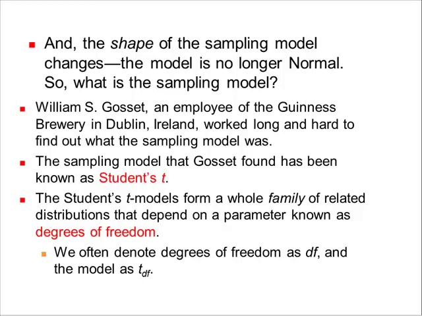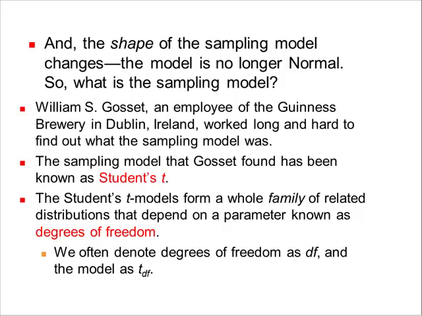And he didn't call it the Gossett model because the brewery was very protective of all their recipes, and they didn't want anyone to know that one of their engineers was coming up with this grand statistical model that may lend trade secrets out to the other breweries. So it became known as the Student t model. Normally it would be the Gossett model, but because he couldn't put his name on it, it's called the Student t model.